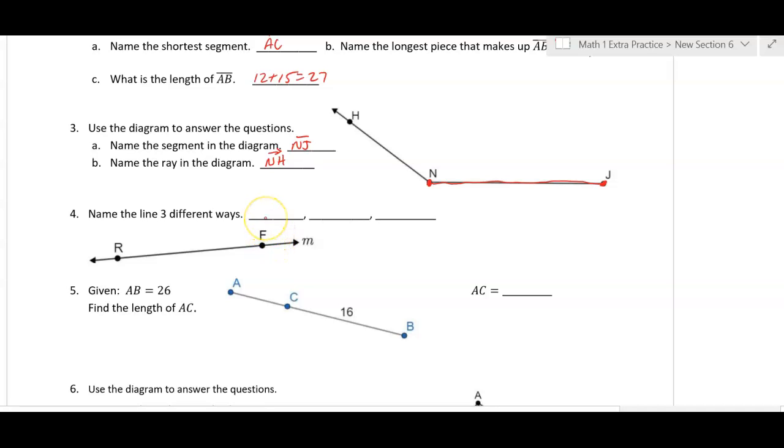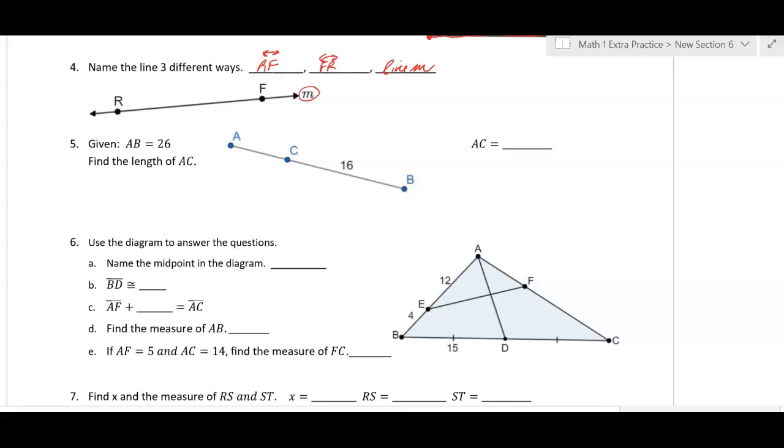Number 4, how can I name this line 3 different ways? Well, the first way is just use the 2 points with the double arrows up top. I can flip those points, FR, and then I could use this lowercase italicized letter, line M. Okay, that's 3 different ways to name that line.